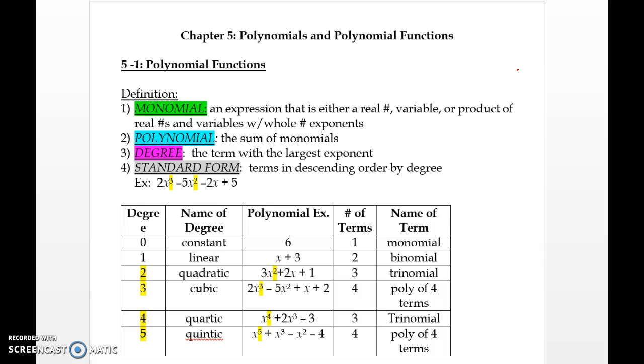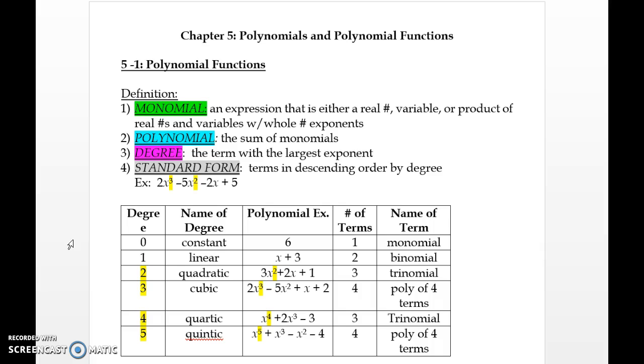We're going to talk about naming polynomials. So we name them with two things, the degree and the number of terms. As you can see here, your degree is constant if you have a degree of 0, linear if you have a degree of 1, quadratic, degree 2, cubic, degree 3, quartic, degree 4, quintic, degree 5.